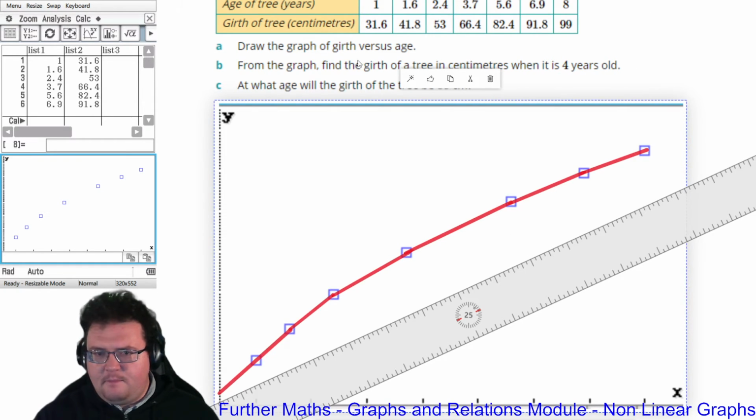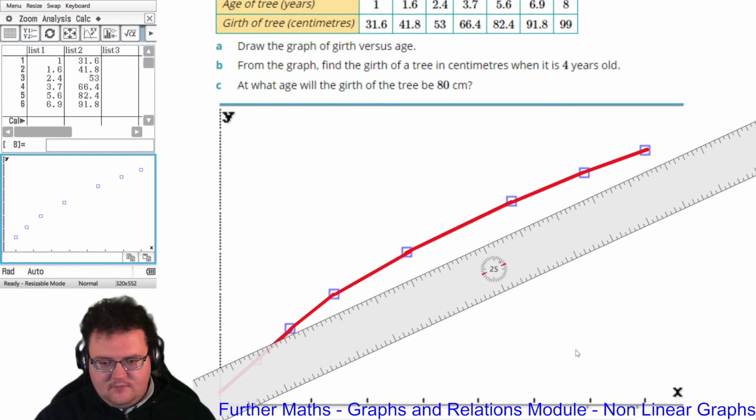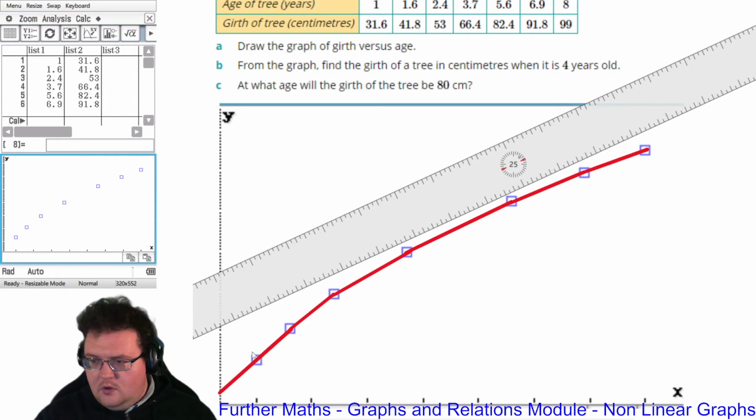So from the graph, draw a graph of the girth versus the age. Well, there it is there. It's that sort of a line. Obviously, when you do it on paper, you would have properly labelled axes. From the graph, find the girth of a tree when it is 4 years old. So we've got 1, 2, 3, 4. So it's going to be about there. So it's going to be slightly more than 66.4.